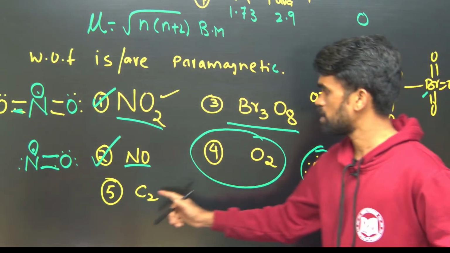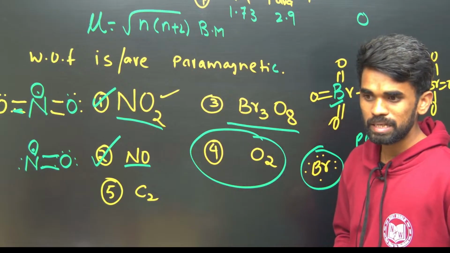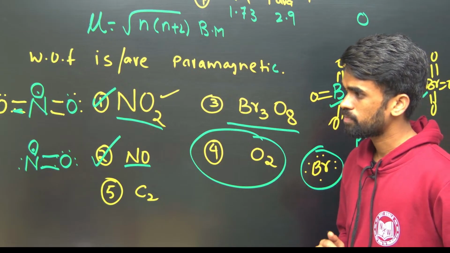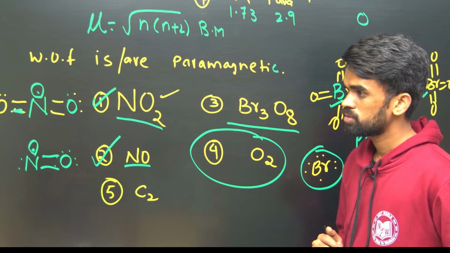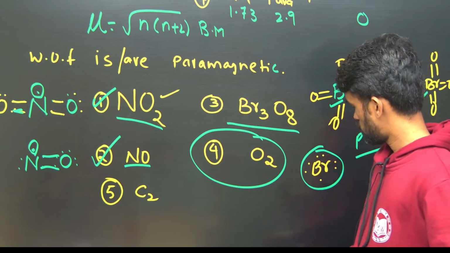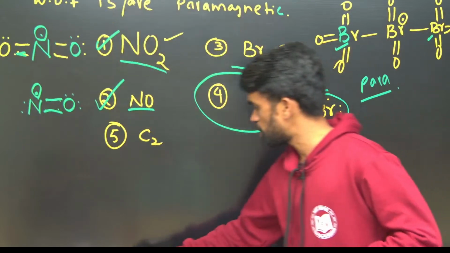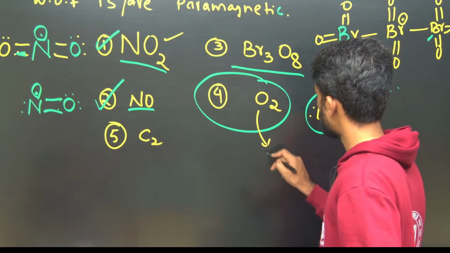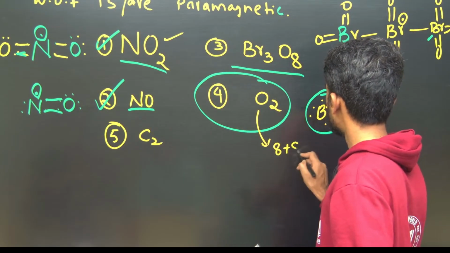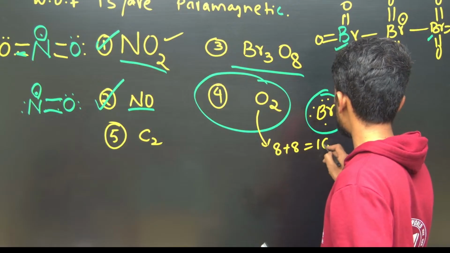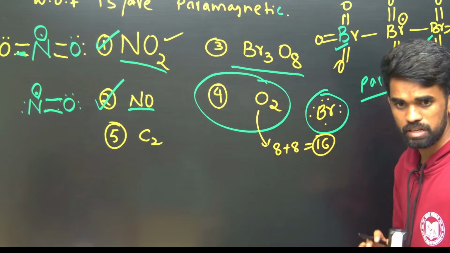This is based on MOT, molecular orbital theory. So how can you answer that? Tell me. O2 means how many valence electrons are there? So 8 plus 8, 16. The total electrons of oxygen molecule is 16.